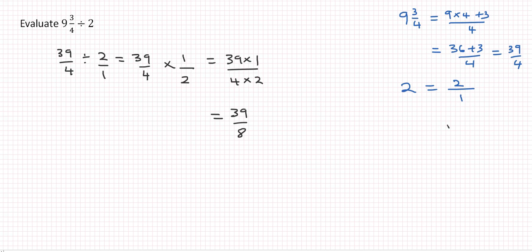Now we're going to also convert that to a mixed number. So we have 39 divided by 8. How many groups of 8 are in 39? Most likely 4. 4 times 8, we have 32. We subtract, we have 7 as our remainder. So this is also the same as 4 and 7 over 8.